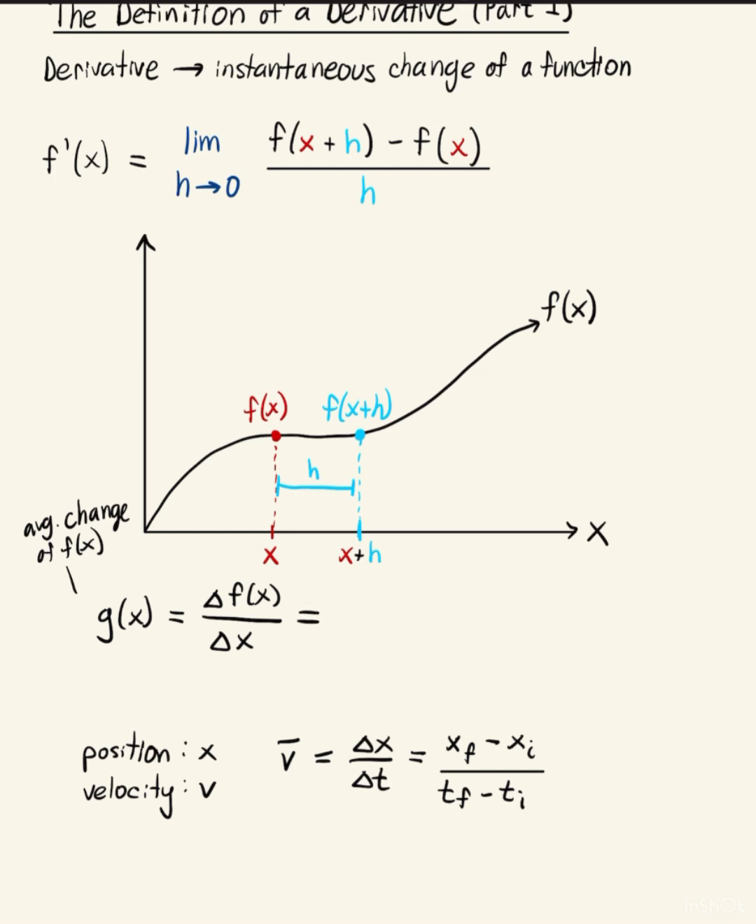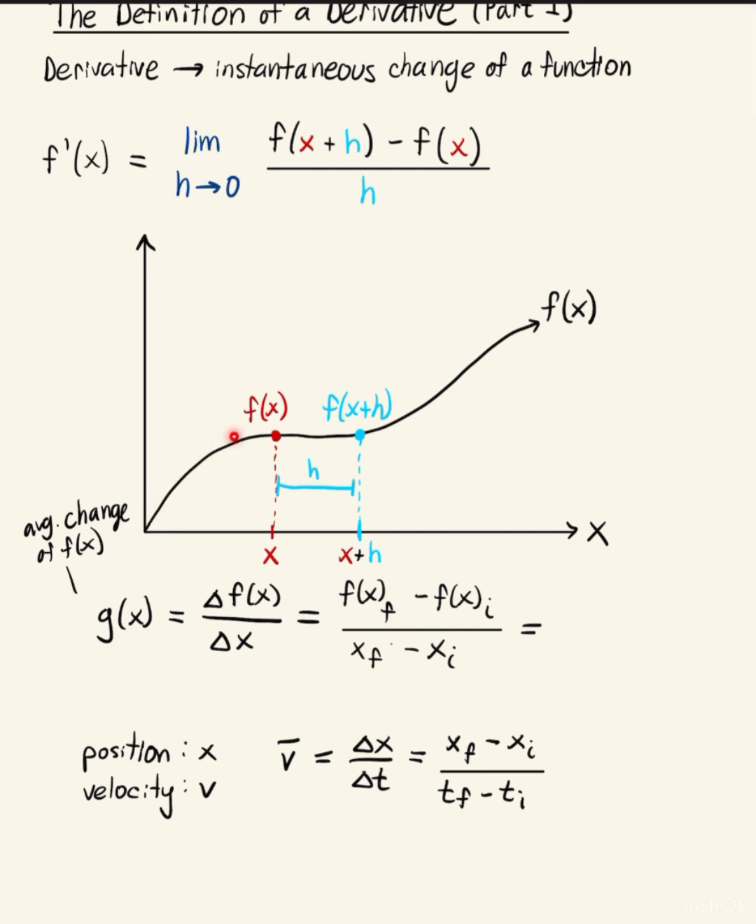Now, like we said at the bottom with our example with position and velocity, the change in x is the final value of x minus the initial value of x. So the change in f of x would be the final value of f of x minus the initial value of f of x. Similarly, the change in x would just be the final value of x minus the initial value of x. And if we look at our graph, our final value is going to be the one farthest along the x-axis. It's going to be the one of higher quantity.